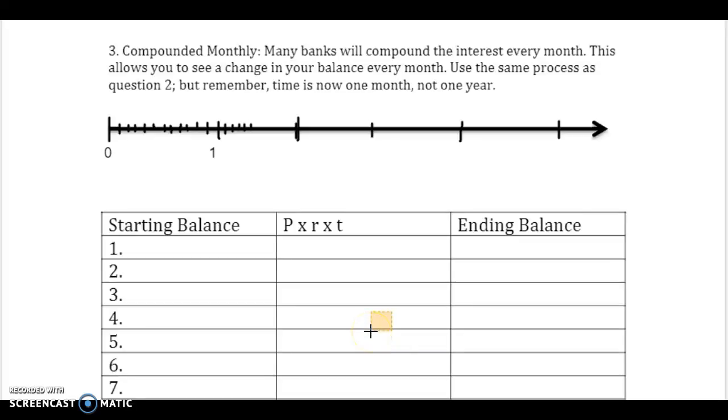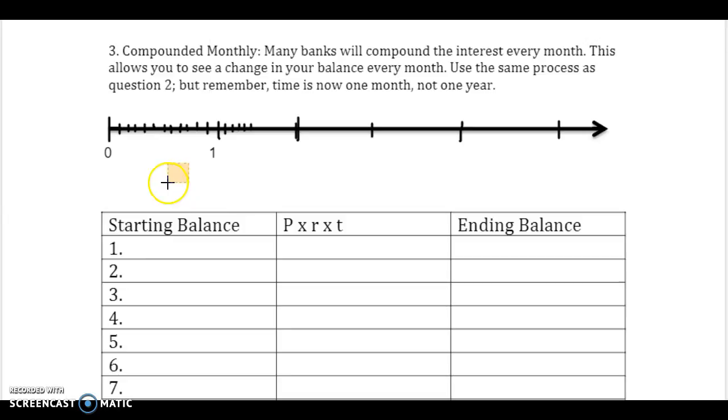All right, so the question on the back says compounded monthly. Many banks are going to compound the interest every month, which is actually even better for you. Instead of adding money once per year, they're going to add money into your account after every month. If you check your statements, this is probably what your bank does. So you're going to see a change every month.